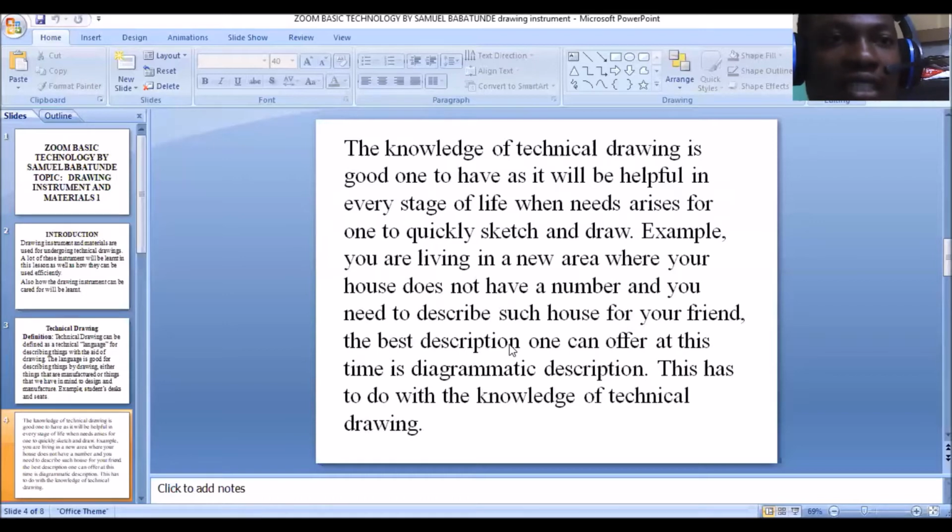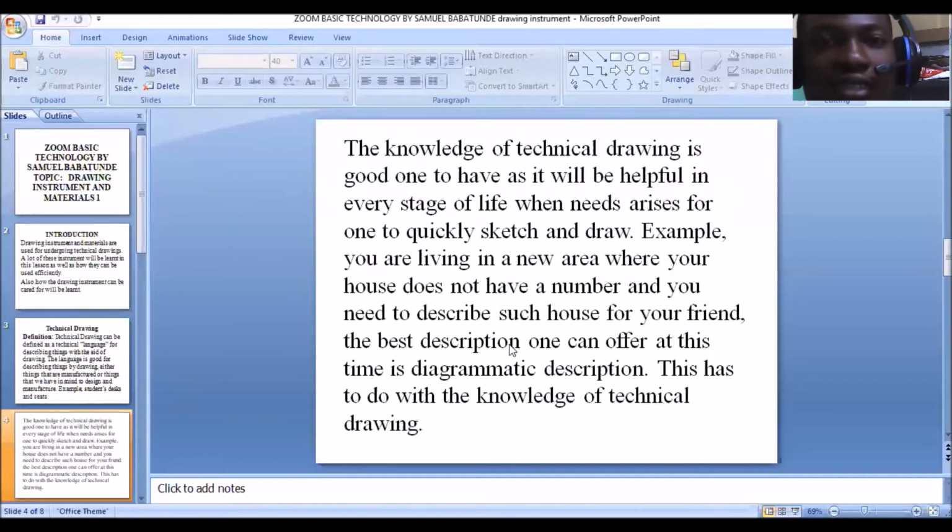You see that technical drawing is a very good development in technology, as it helps to recover imaginations, to recover ideas. For example, you are living in a new area where your house does not have a number, and you need to describe such a house for your friend. The best description one can offer at this time is a diagrammatic description.